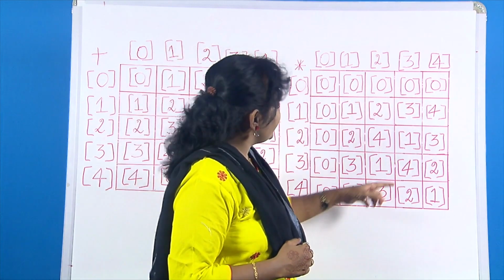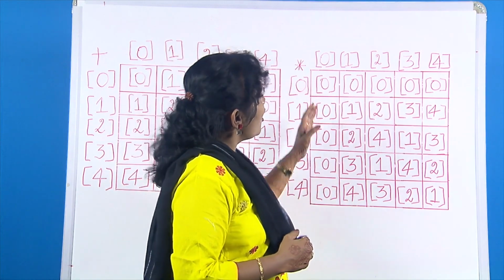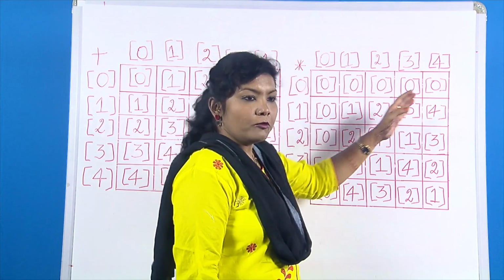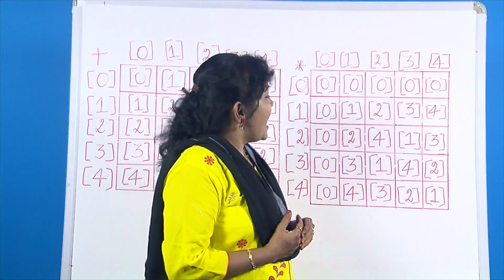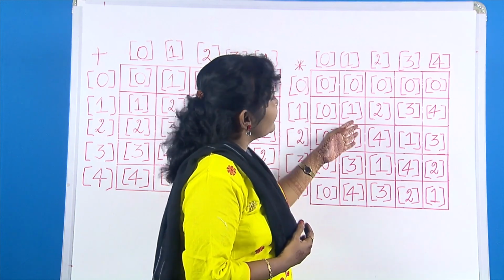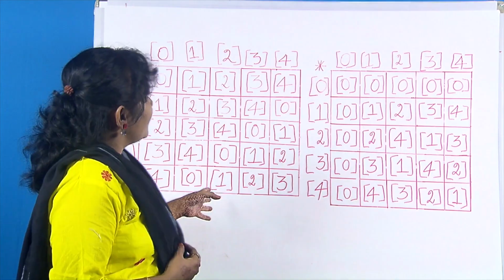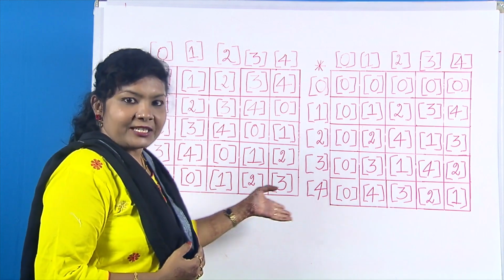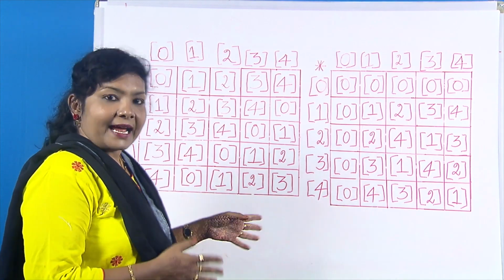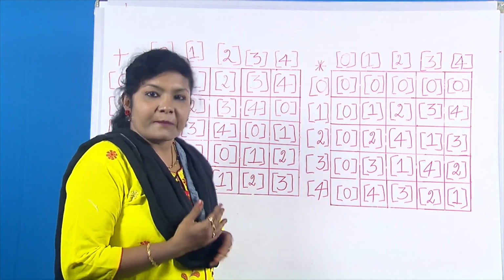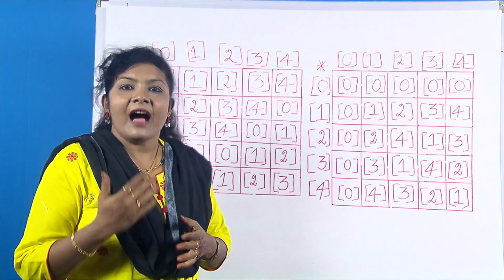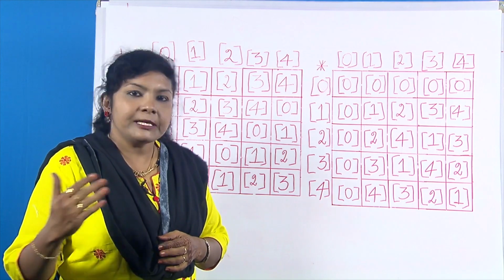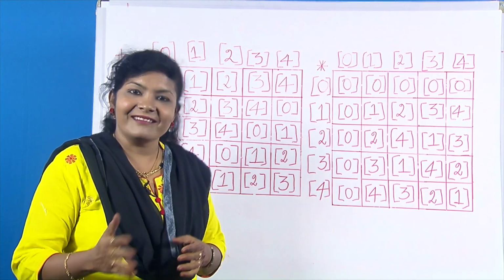From this multiplication table, we can see all the elements are from 0 to 4. So, this satisfies the closure property, and also it is clear that it satisfies the associative property. By these two Cayley tables, it is clear that it satisfies the distributive property also. So, it is clear that Z5 under addition modulo and multiplication modulo forms a ring.